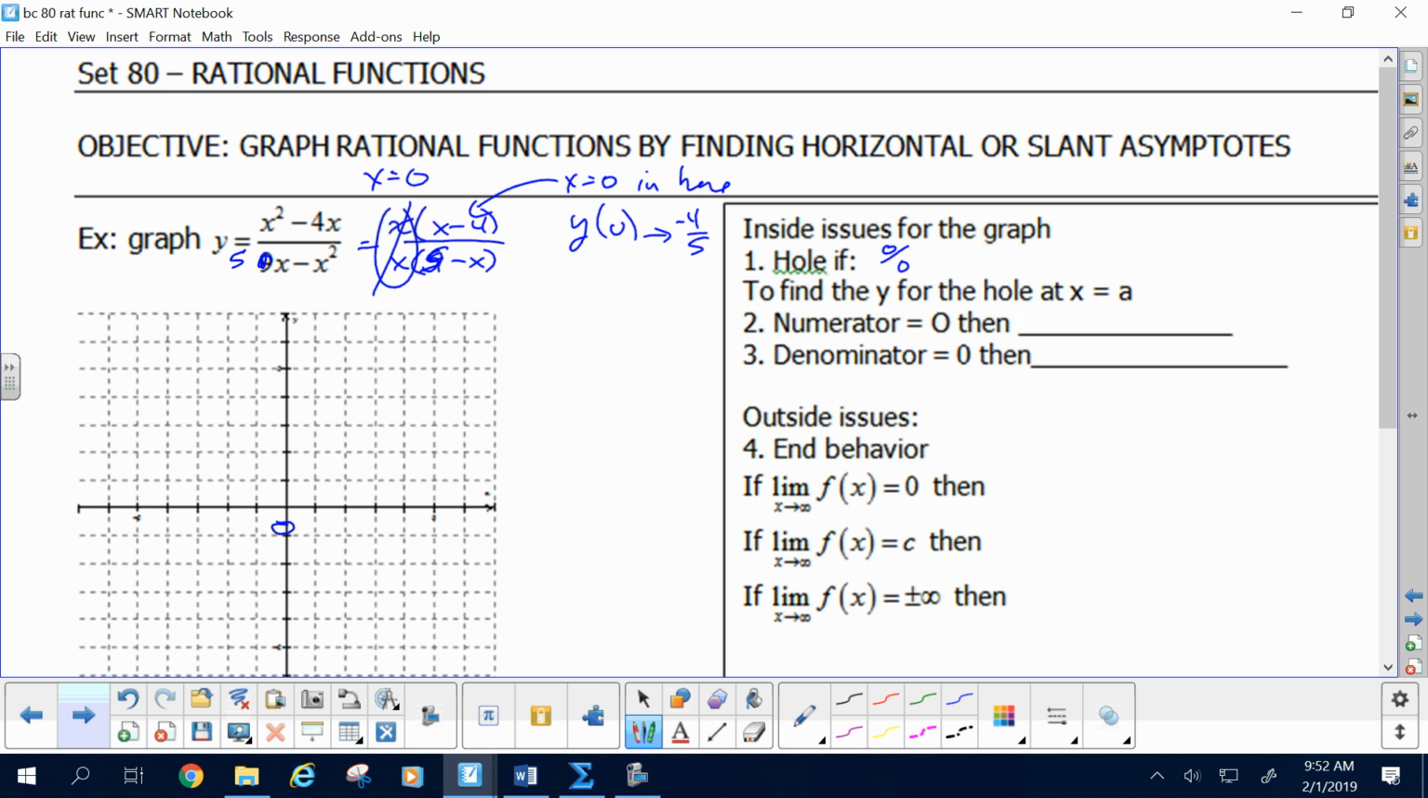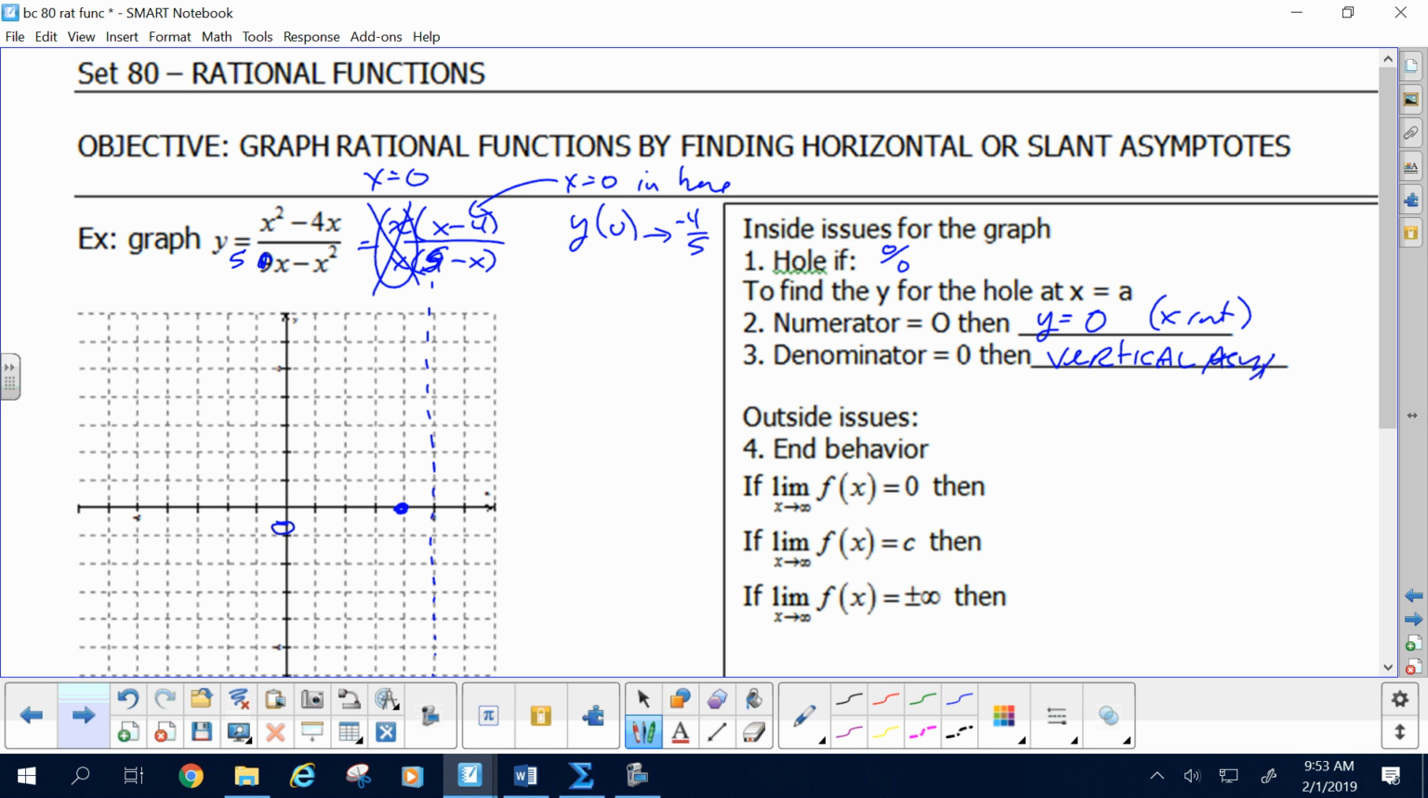The other issues are when the numerator is 0. When the numerator is 0, what's happening graphically? If I put, for example, 4 into the equation, what do I get for y? 0. So if the top is 0, if the numerator is 0, then y equals 0, or it's an x-intercept. So I have an x-intercept at 4. What about if the denominator is 0? Then you have a vertical asymptote. It's undefined. So I have a vertical asymptote here at 5.